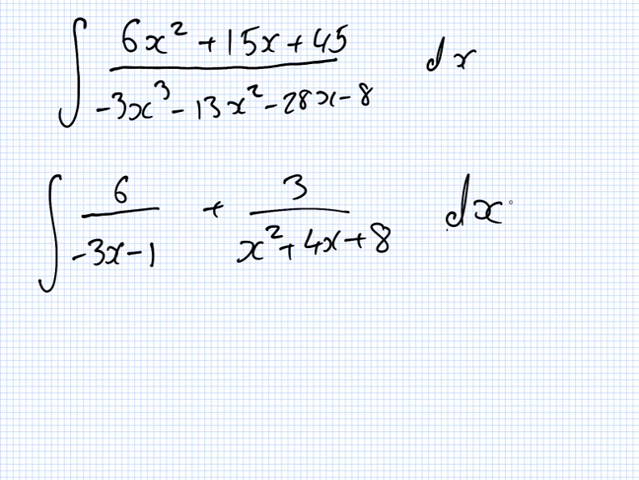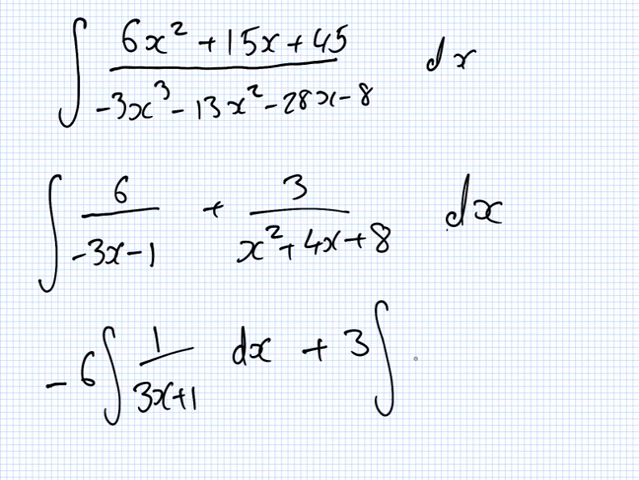Okay, so this one is a little bit different to the other examples I did. The first one is the same, though: you let u equal minus 3x minus 1. I think I'll just clean this up a little bit. I'll take the minus out, so I'll get minus 6, 1 over 3x plus 1 dx plus 3, 1 over x squared plus 4x plus 8 dx.